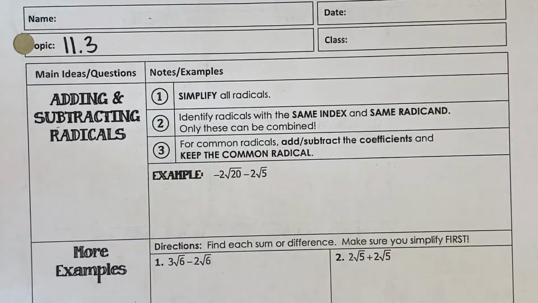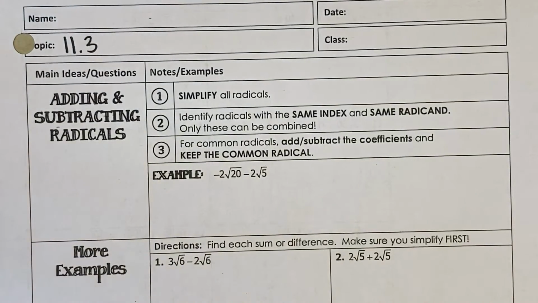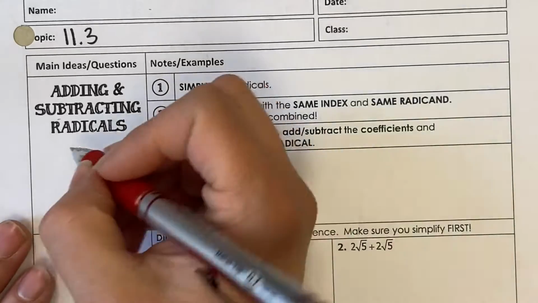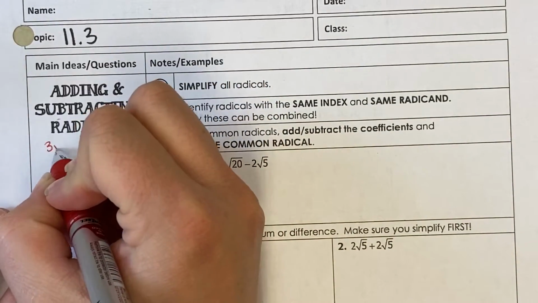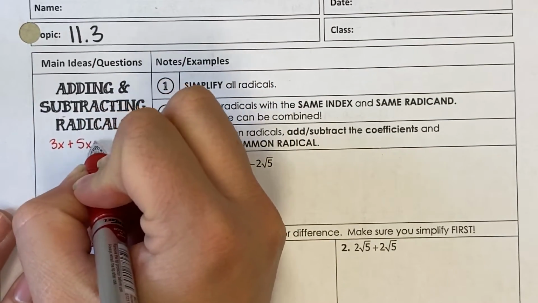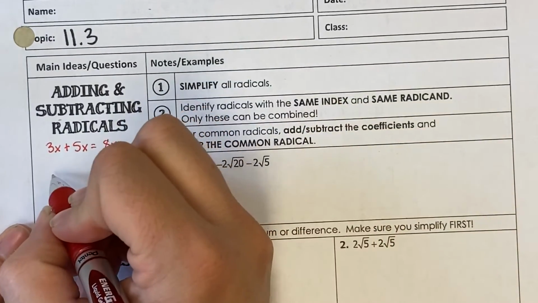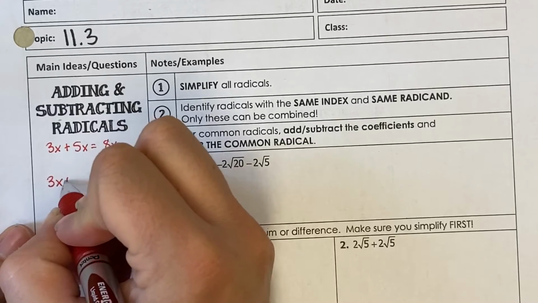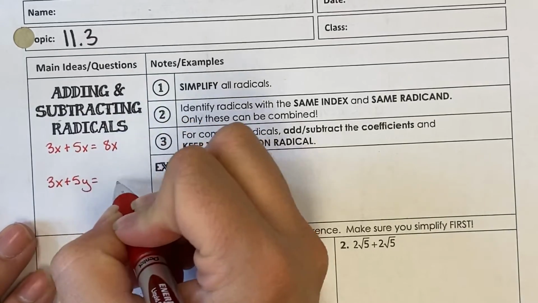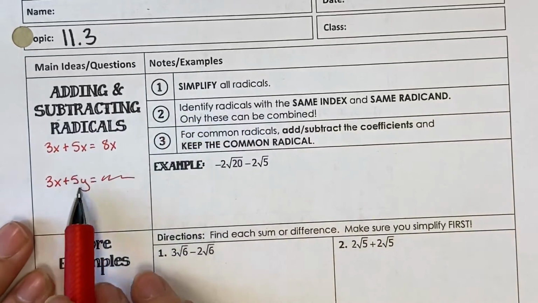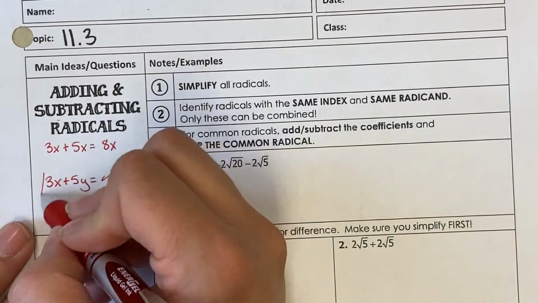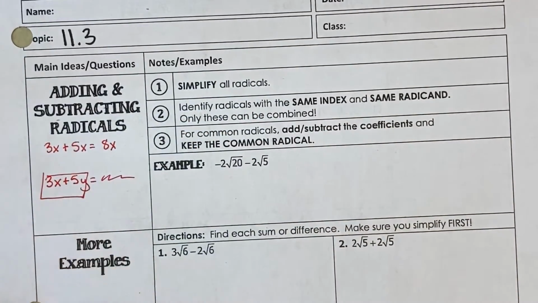Lesson 11.3, which is on adding and subtracting radicals. Now, when we add and subtract radicals, think of it like combining like terms. If I give you, for example, the expression 3x plus 5x, we could add those together and get 8x. But if I give you 3x plus 5y, we can't add those together because one has an x and one has a y, so that is simplified as far as it can go.